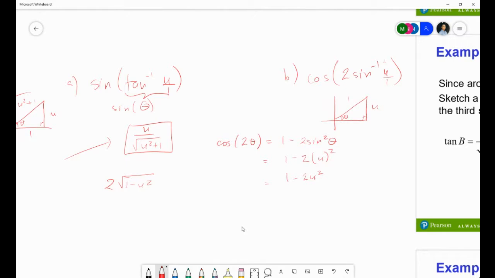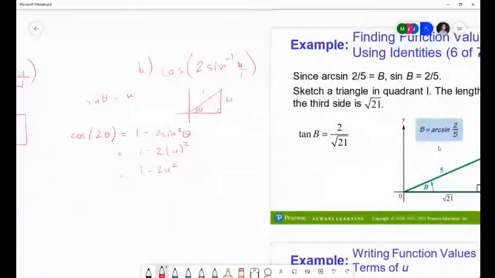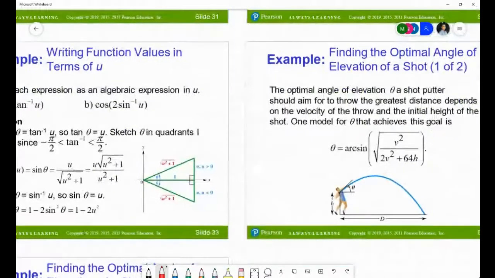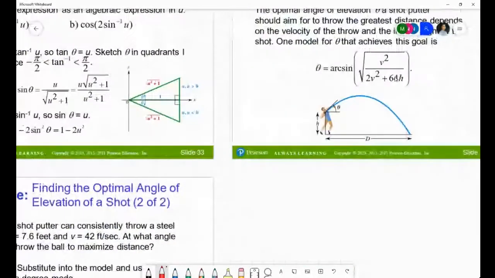Any question? Are we okay? Yeah, I see where I went wrong. I get it. Okay, let's see what else we got. All right, I think this is the last problem.